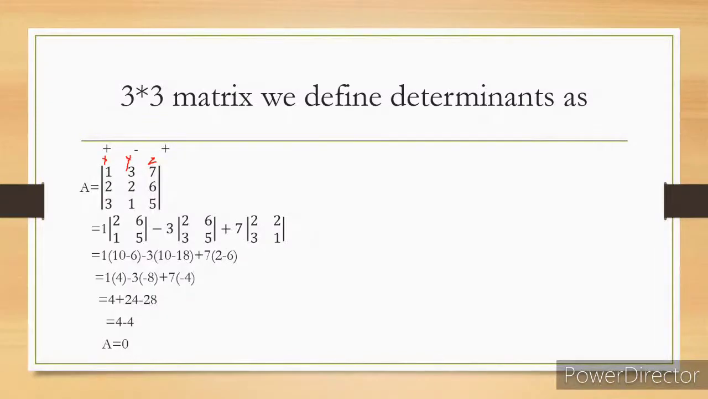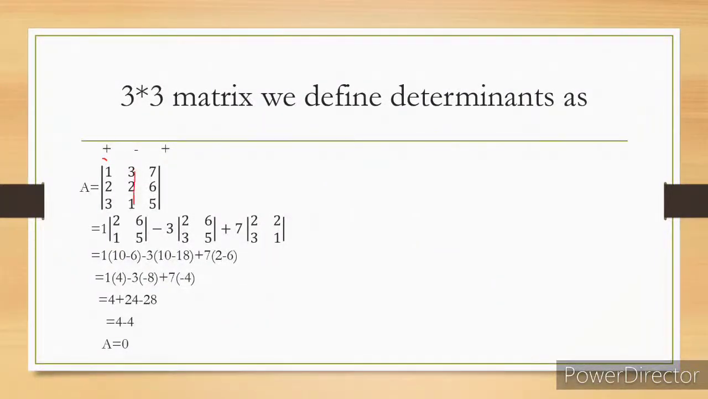Now while solving, consider the first row first column, that is 1. Now don't consider the first row and the first column, cancel it out. Just consider the remaining numbers, that is 2, 6 and 1, 5. Now for the next number, that is 3, we take it as minus 3 because here we have to mention minus, so it will become minus 3.